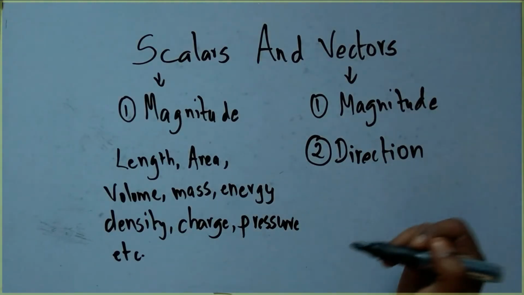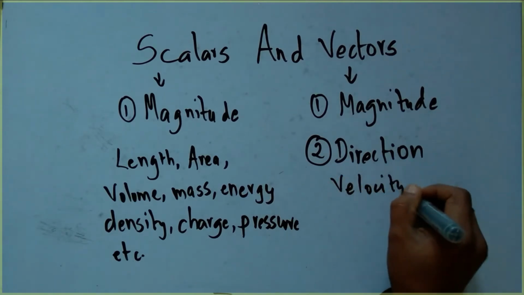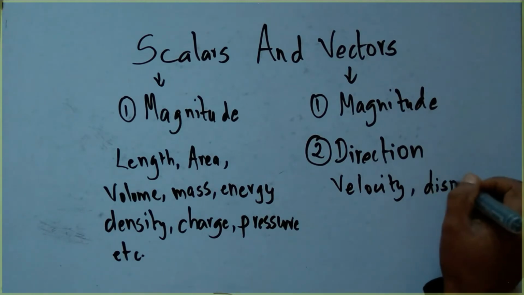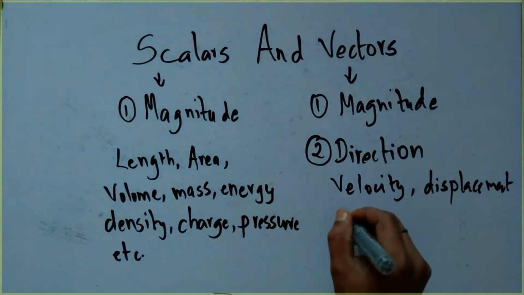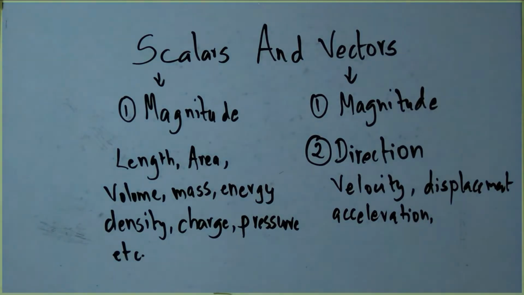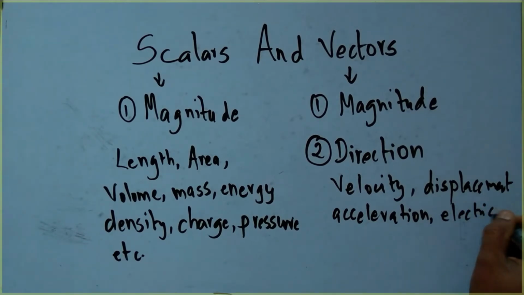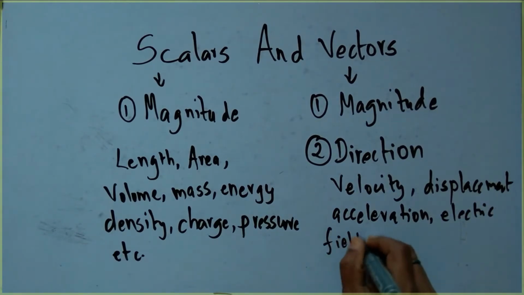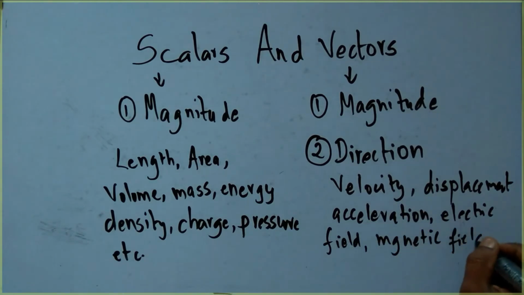Whereas some examples of vector quantities are velocity, displacement, acceleration, electric field, magnetic field, etc. Now we'll understand them in detail.